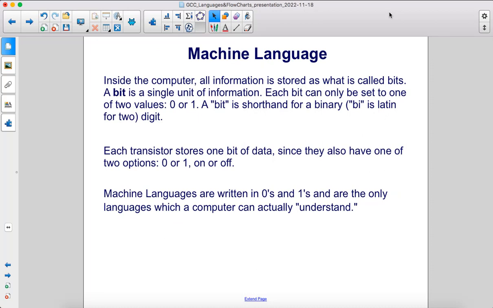Inside the computer, all information is stored as what is called bits. A bit is a single unit of information. Each bit can only be set to one of two values, 0 or 1. A bit is shorthand for a binary digit. Bi is Latin for 2. Each transistor stores one bit of data since they also have one of two options, 0 or 1, on or off. Machine languages are written in zeros and ones and are the only languages which a computer can actually understand.